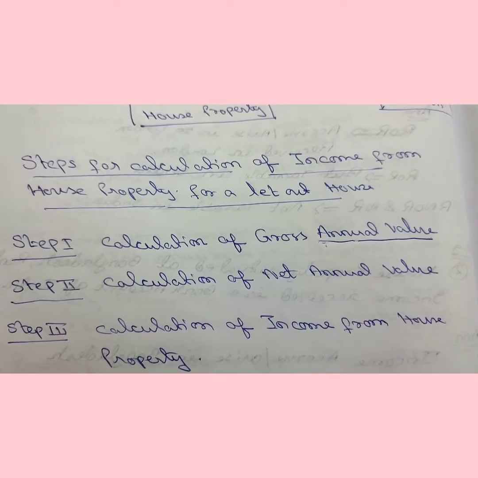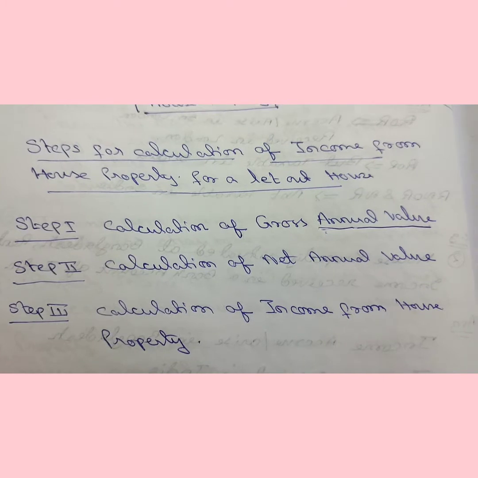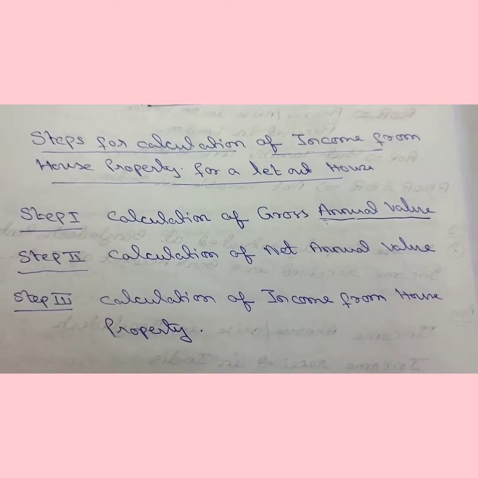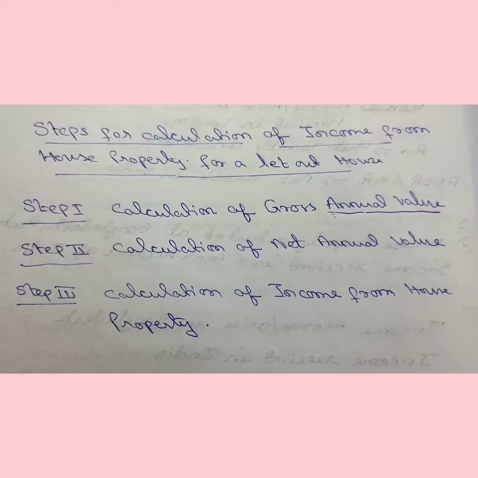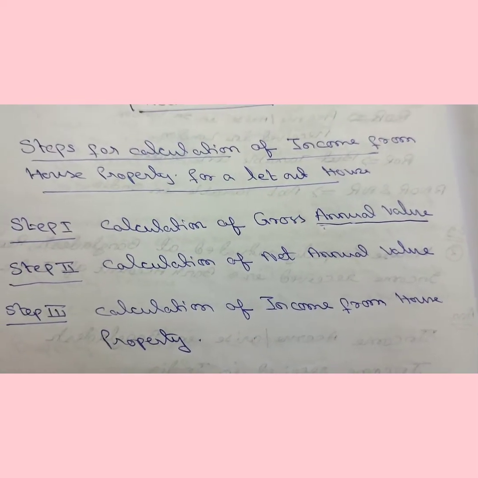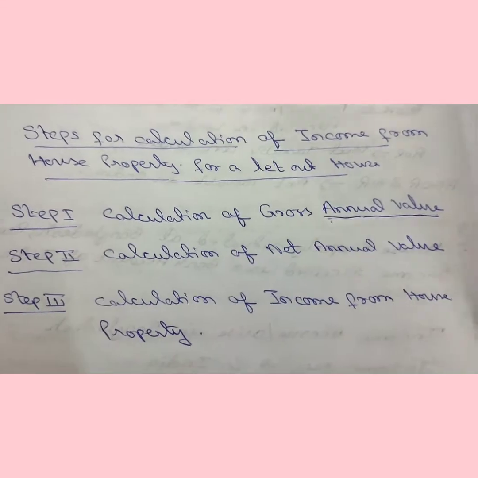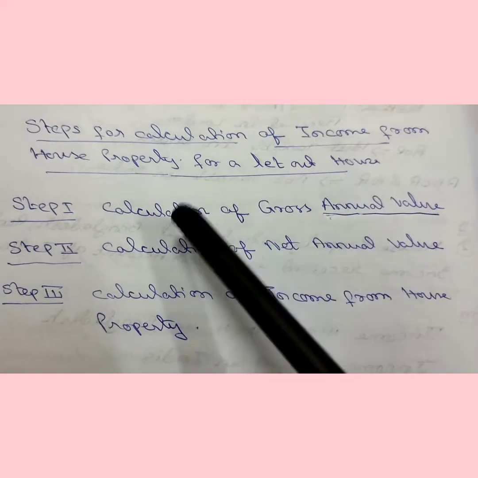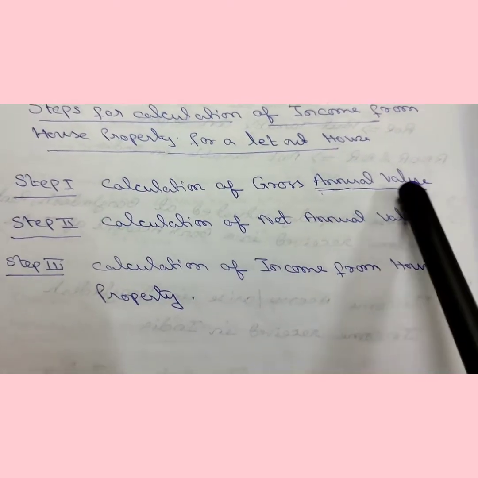In one of your previous classes, we discussed that there are 3 steps for calculation of income from house property. Income from house property calculation এর জন্য 3টি স্টেপ রয়েছে। প্রথম স্টেপটা ছিল calculation of gross annual value. We have already discussed this.